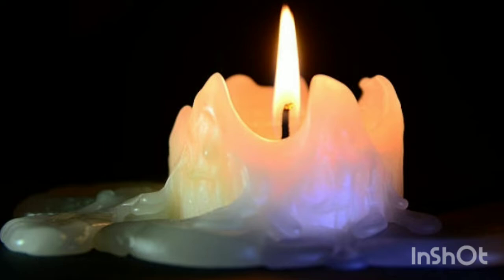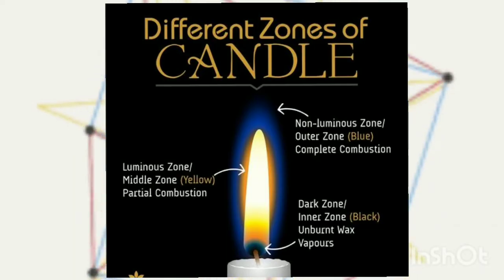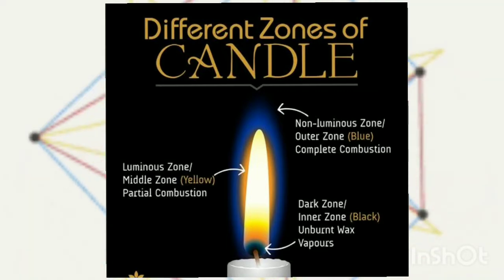Then we have seen what a flame is. Flame is a region where combustion of fuel takes place. The color of the flame depends upon the temperature, how much air is available, and the nature of the substance that we are burning. Then we saw one more point, that hydrocarbons burn with a blue or yellow flame, and the details about the different types of flames.